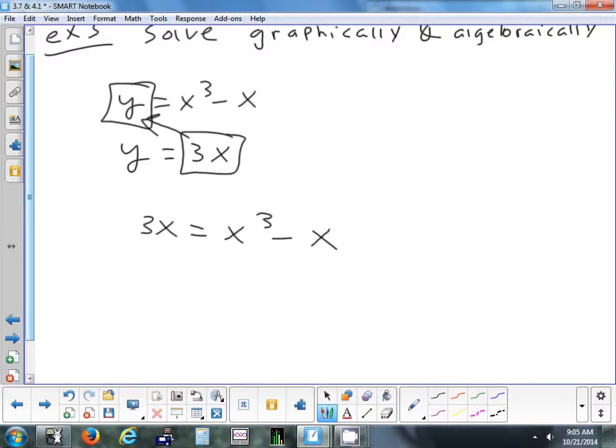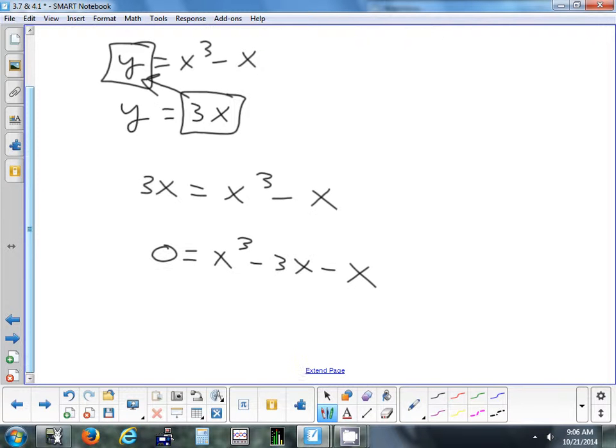Do you put the 3x over on the other side so it equals 0? Yeah, you want to get it equal to 0, so now you've turned it into a root problem. So you're going to have x cubed minus 3x minus x. And now instead of dividing by x, how can I take an x out of everything? What's the name for doing that? Factor it out. Yep. And by factoring it out, we won't lose it as a possible answer.